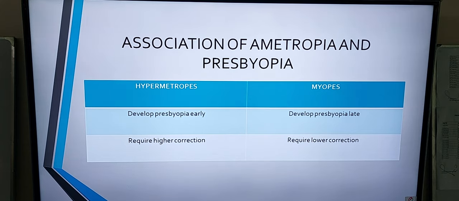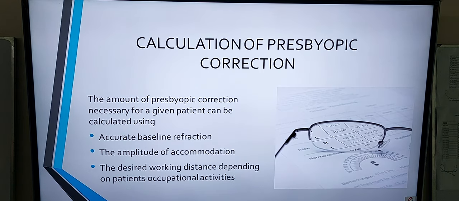As we have discussed previously, in hypermetropes, presbyopia will develop early and they will require higher correction in addition to the correction for their refractive error and then for the near correction as well. Whereas in myopes, they will develop presbyopia relatively late and they will require lower near correction.